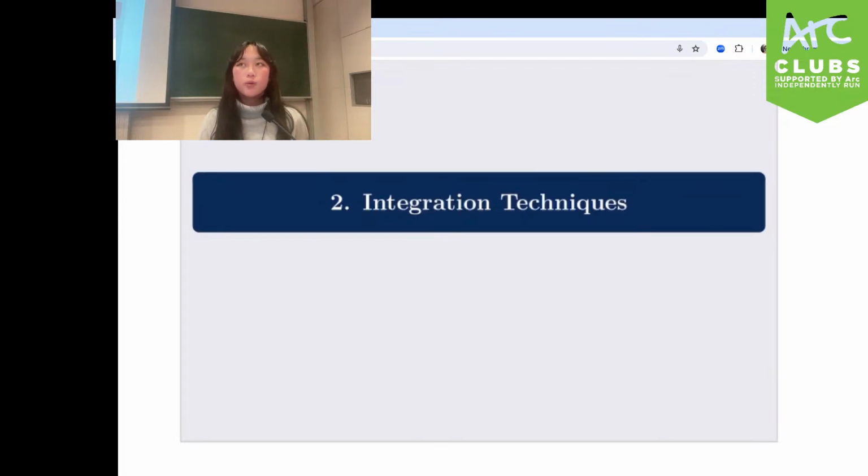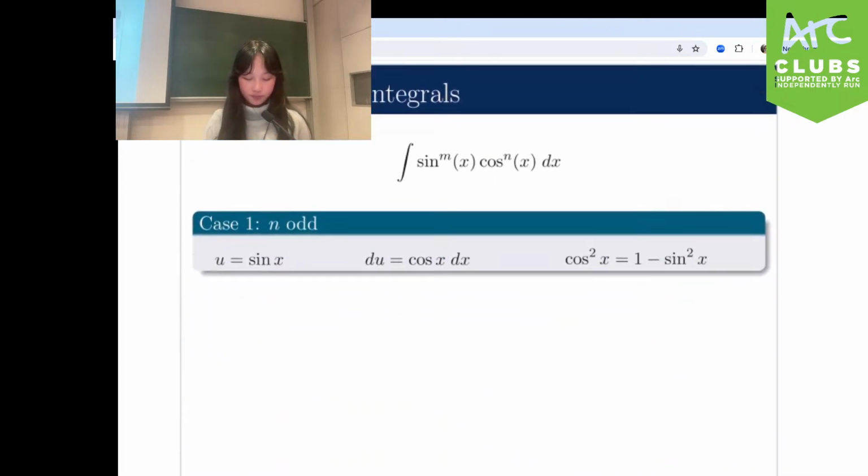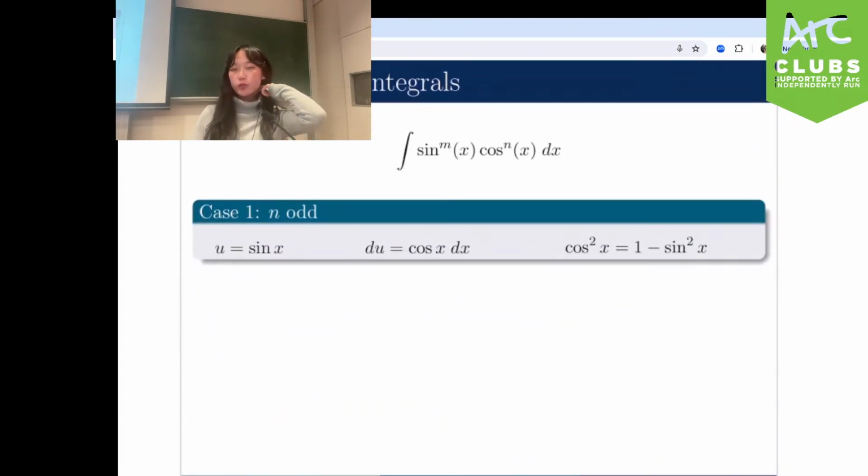Let's go through the final section that I will be presenting, which is integration techniques. Some of this stuff you would have seen before from high school, some of this stuff is new to you, and that's okay, we'll just be going through all of it today. So, first things first, if we have trig integrals that are in this form, there are multiple techniques that we can think of doing depending on the parity of these powers.